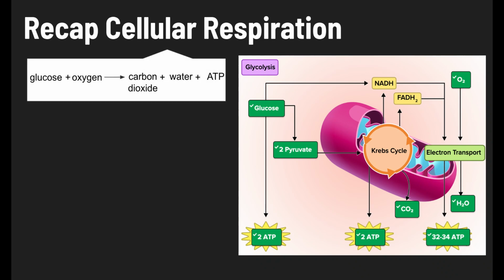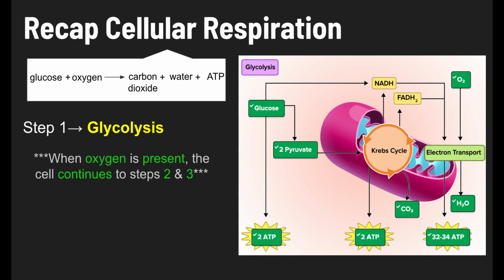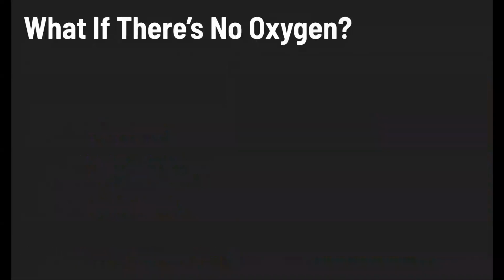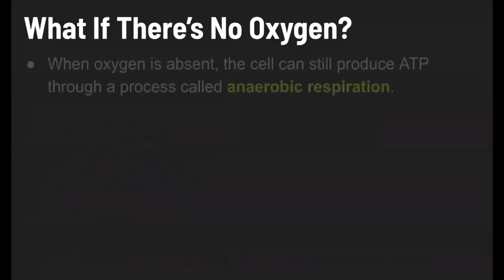During cellular respiration, glucose and oxygen are used to make carbon dioxide, water, and ATP. This is done in 3 steps. Step 1 is glycolysis. And if oxygen is present, you continue on to step 2 and 3. Step 2 is the Krebs cycle, and step 3 is the electron transport chain. But what if there's no oxygen?